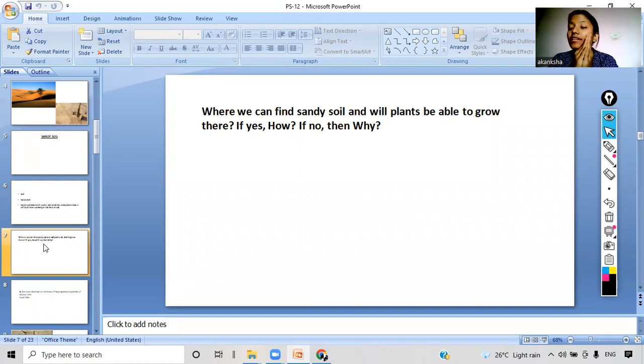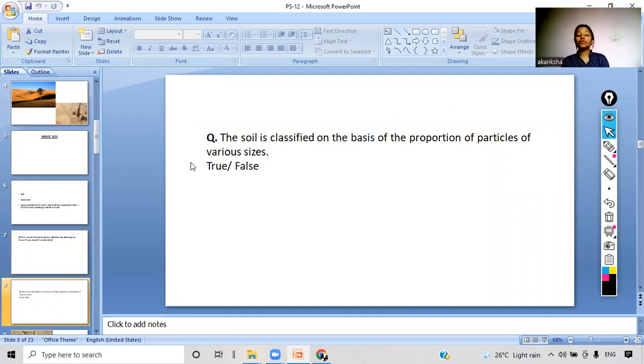Because this sandy soil lacks, yes, very good, it lacks water and nutrition. So this is the reason why plants do not grow in this soil. So yes, you all answered it correctly. Coming on to our next main question.